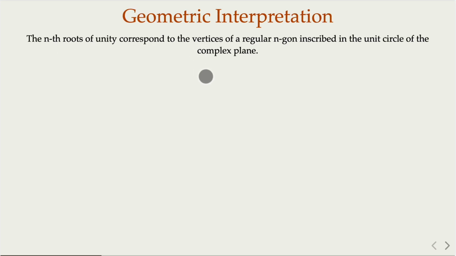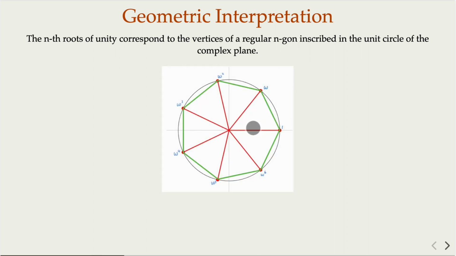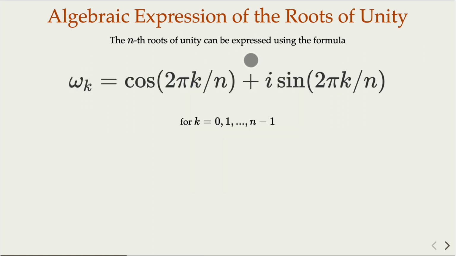In the geometric interpretation, the nth roots of unity in the complex plane are the vertices of a regular n-sided polygon inscribed in the unit circle. So this is again for n equals 7. The green one is a regular polygon here. By the way, there's an interesting fact that the heptagon, which is n equals 7, is not constructible with ruler and compass.